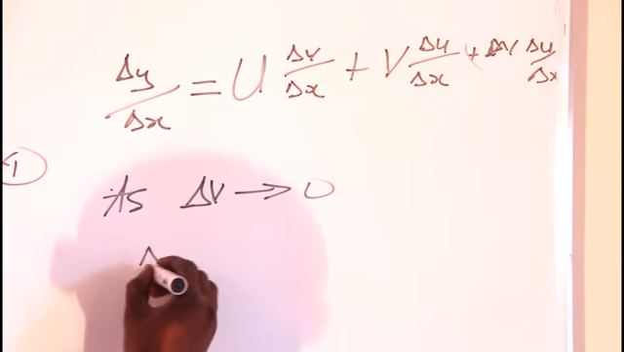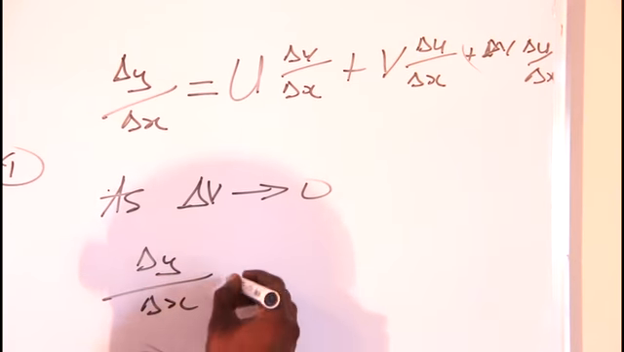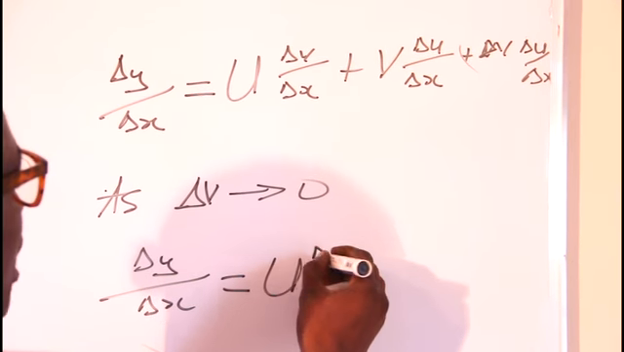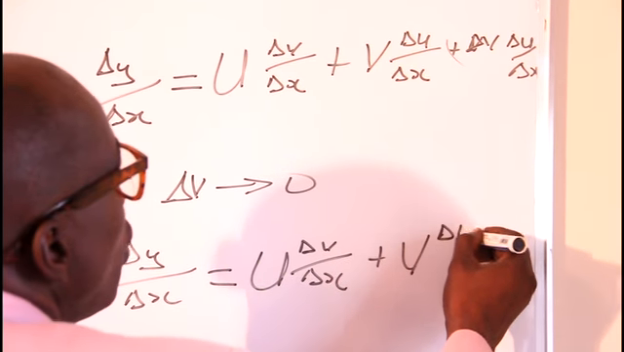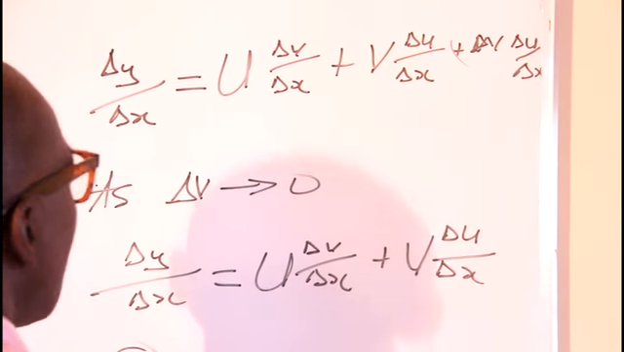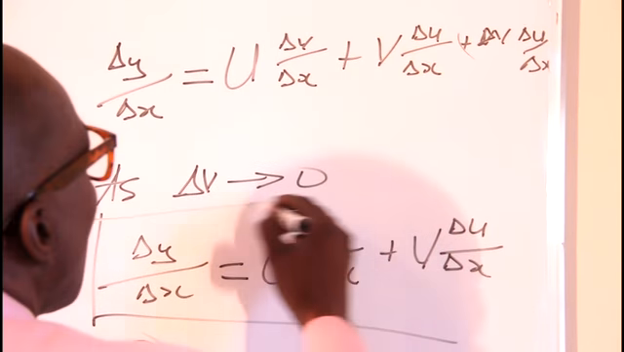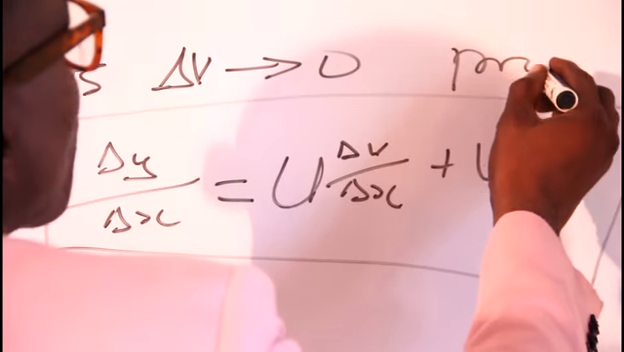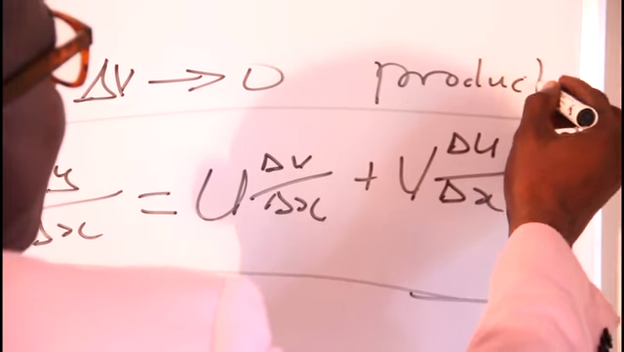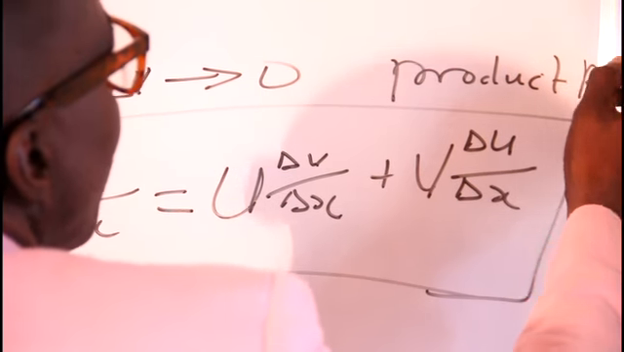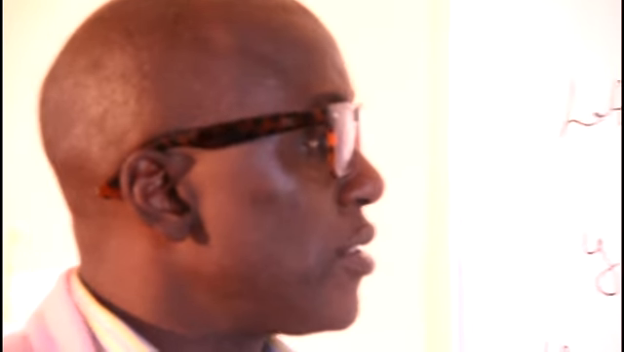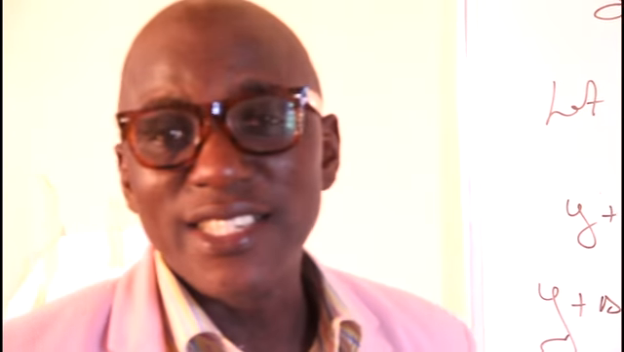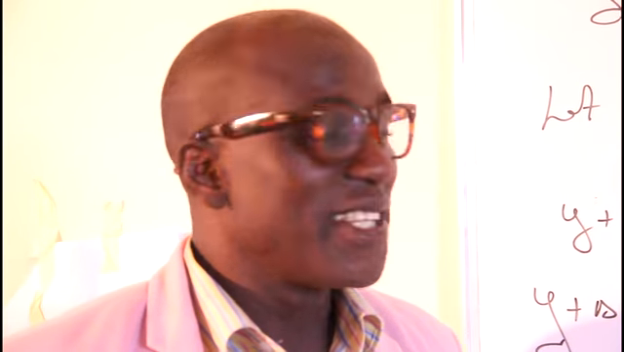That will give us change in y over change in x equal to u change in v over change in x plus v change in u over change in x. Now, this is what is called our product rule. So that is the derivation of this. As simple as it is, now we can easily apply it.